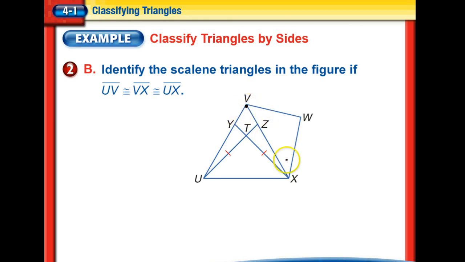What about VXW? That looks like it might be isosceles, but nothing is marked, so we have to call it isosceles for now. What about VUZ? Again, I have a mark here, but I don't have the other side, so VUZ is also scalene, which means VXY is probably scalene as well.